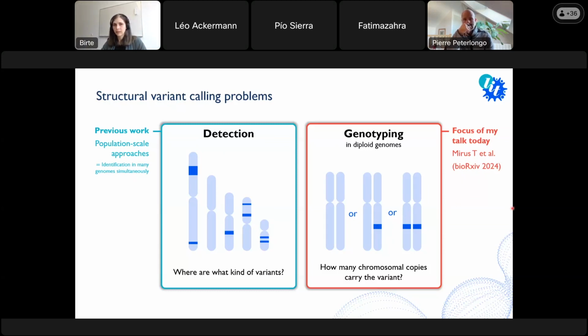We just 3 days ago uploaded a preprint on bioRxiv describing this method and submitted it. So hopefully this will be published soon, but if you're interested in details, you can already check it out on bioRxiv.